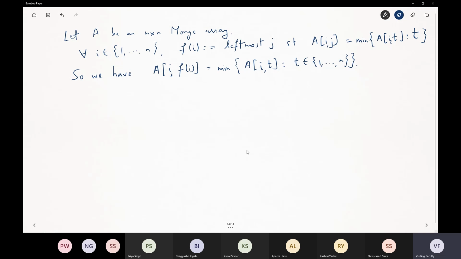That is the definition. So now the question says that we should have f of 1. One second, just give me 1 second.